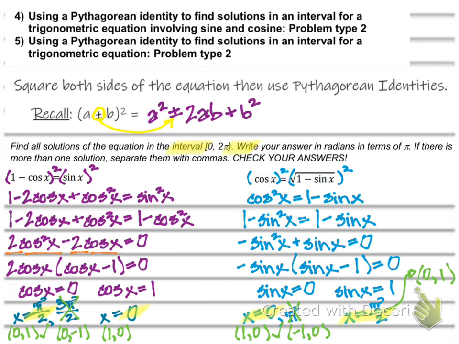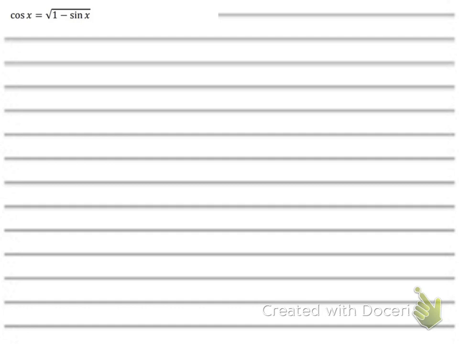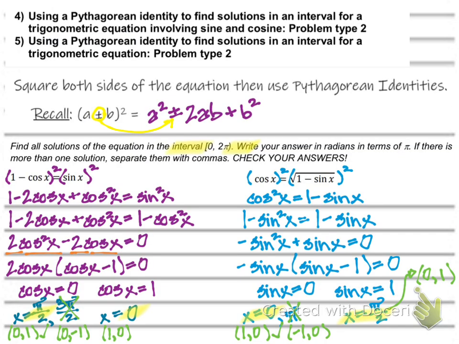Let's do one more. Let's do the squaring one. Yep. Didn't we just do this one? Yeah, okay.